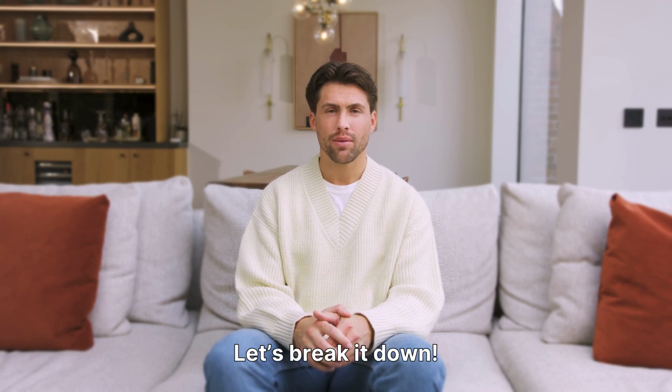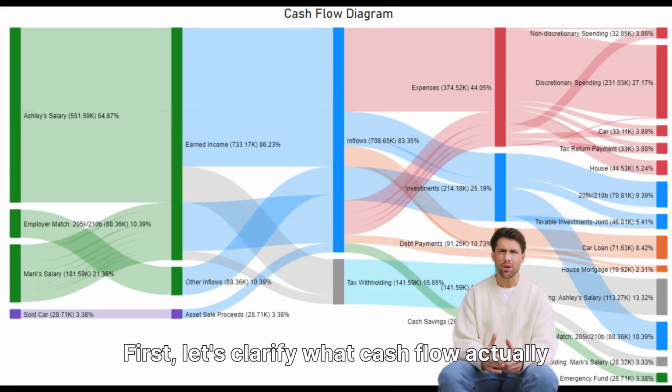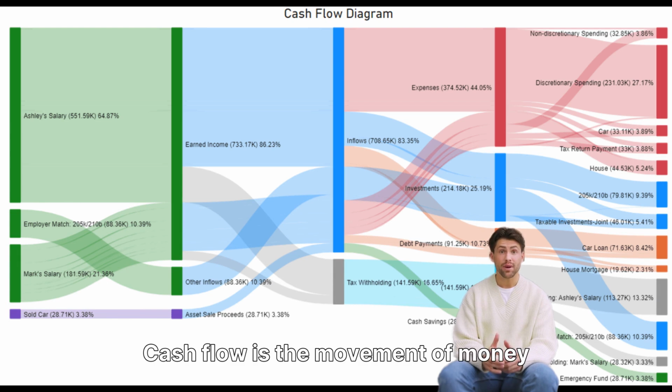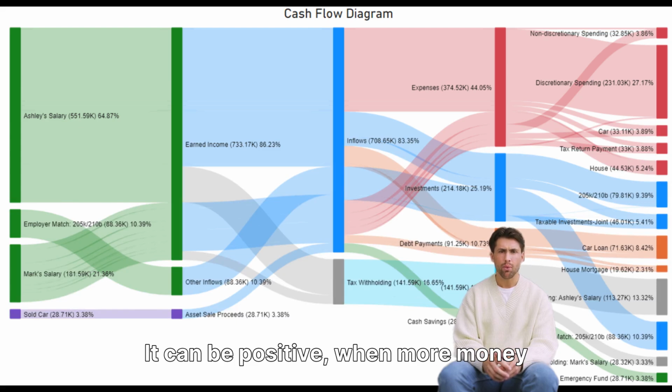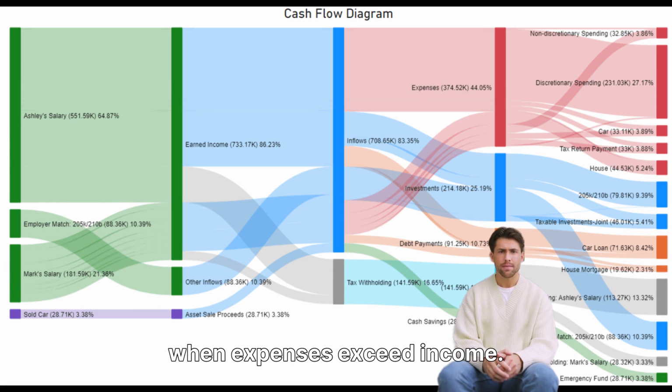Let's break it down. Step 1. Understand what cash flow is. First, let's clarify what cash flow actually means. Cash flow is the movement of money in and out of a business or personal finances over a specific period. It can be positive, when more money comes in than goes out, or negative, when expenses exceed income.